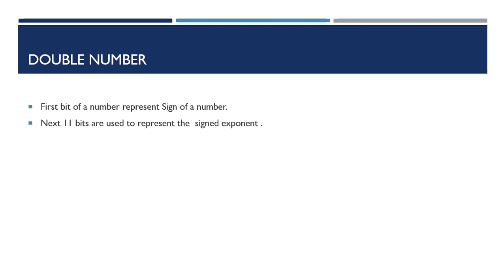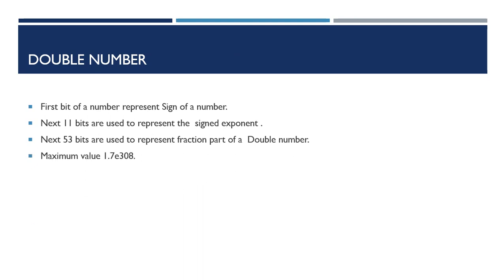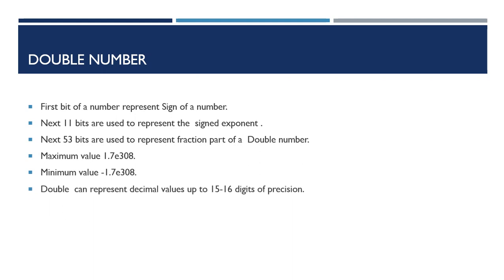Okay friend, so let's summarize this topic. In the representation, the first bit is used to represent the sign of a number. The next 11 bits are used to represent the exponent of a number. And the last 53 bits we use to represent the fractional part of a number, that is the mantissa. The maximum value that we can represent through the double number is 1.7e308, which is a very large value, friend. The minimum value that we can represent is minus 1.7e308. Double data type can represent decimal values up to 15 to 16 digits of precision. That's why we say that the double data type represents a value at a more accurate level.